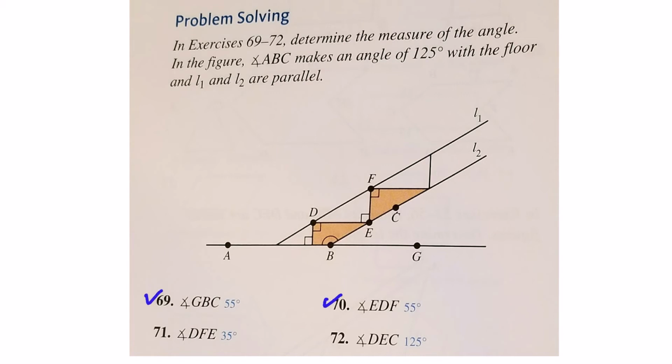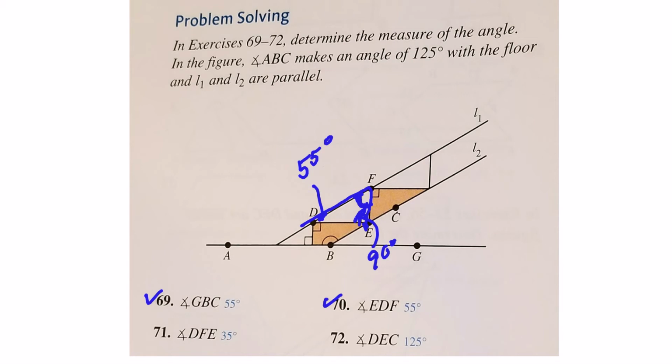Let's look at 71. So 71 is DFE. So we're looking at this angle here. Well, again, we already know what EDF is, right? We just figured out EDF. That was 55. We know this angle right here is 90 degrees. That's what the little box means, 90 degrees.